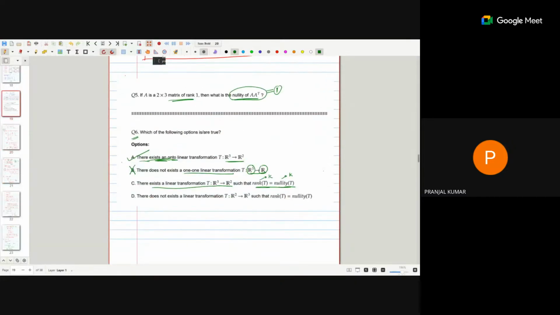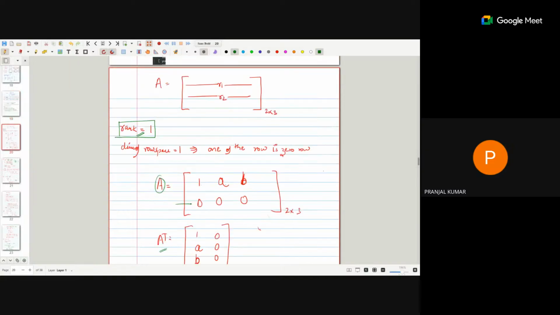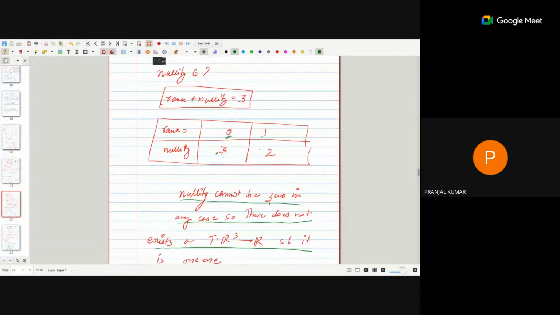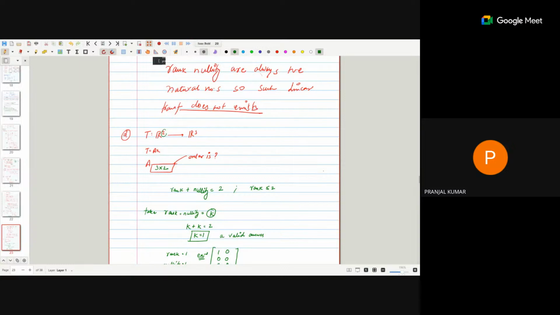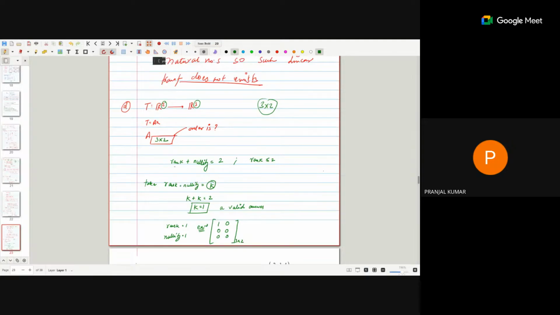Okay. Now D option. So this is wrong. Now D option: there does not exist a linear transformation such that rank is equal to nullity from R2 to R3. So from R2 to R3, what will be the order of the matrix corresponding to this linear transformation? 3 cross 2. Now rank plus nullity is equal to the number of columns, 2.